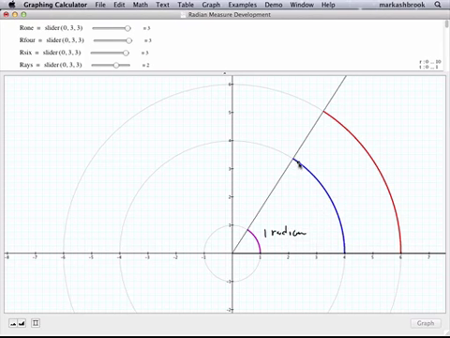And so then what's the angle shown by this blue arc length? What's the angle shown by it? 1 radian. What about the red arc length? 1 radian.